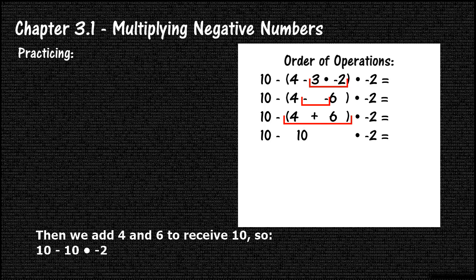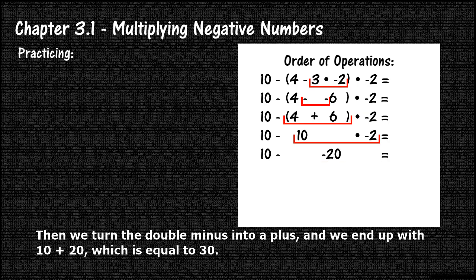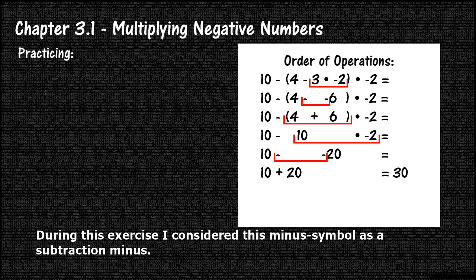10 minus 10 times minus 2. Then we multiply 10 and minus 2, which is minus 20. So 10 minus minus 20. Then we turn the double minus into a plus and we end up with 10 plus 20, which is equal to 30. During this exercise, I considered this minus symbol as a subtraction minus.